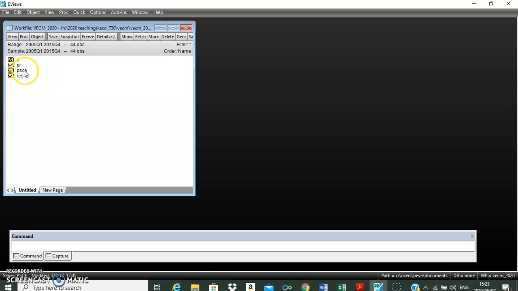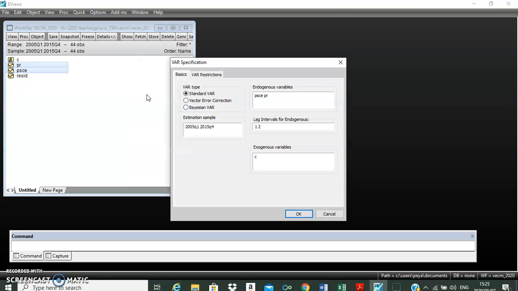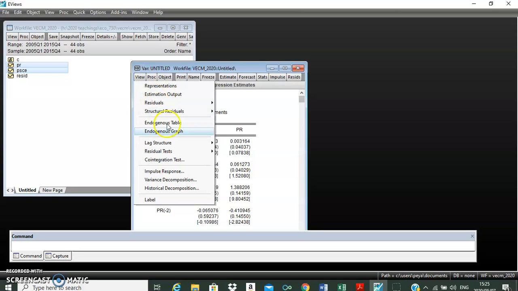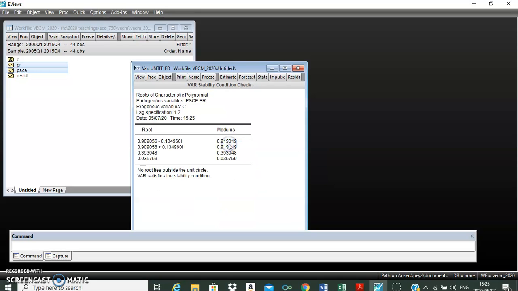So let me just quickly open this VAR. Obviously, we know that for you to go through all those tests, you open the VAR and you do all those tests and all those diagnostic tests. But I just want to check if this VAR will be stable. So we have seen that the VAR is stable, and so therefore it is fine. Now we can just go ahead and test for co-integration.